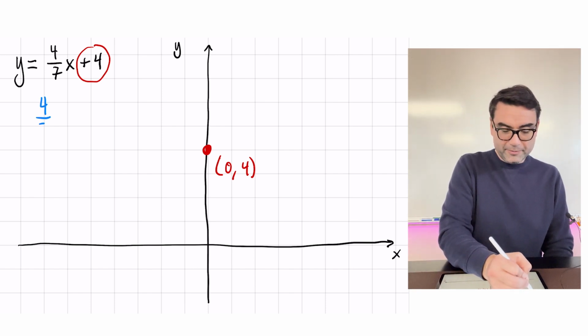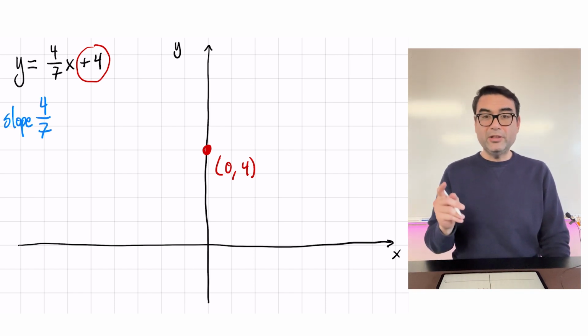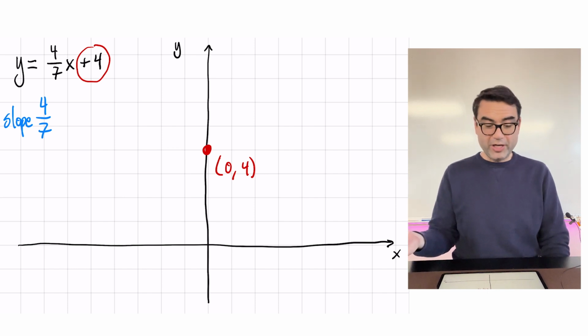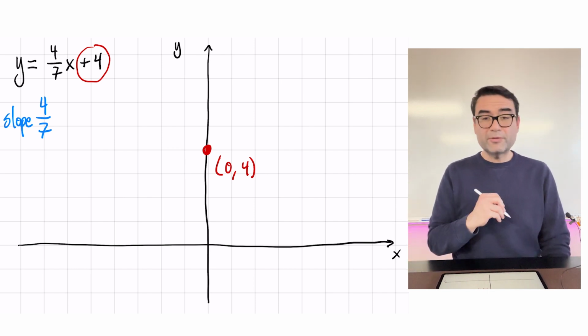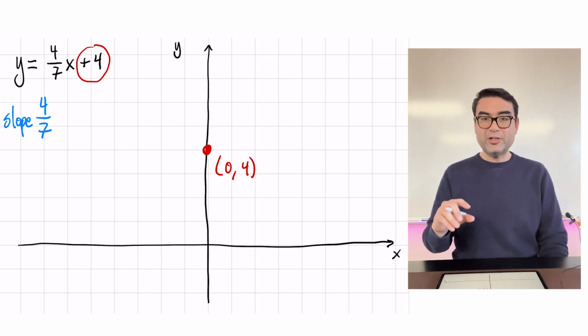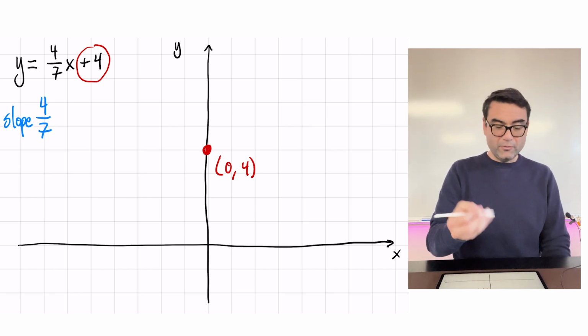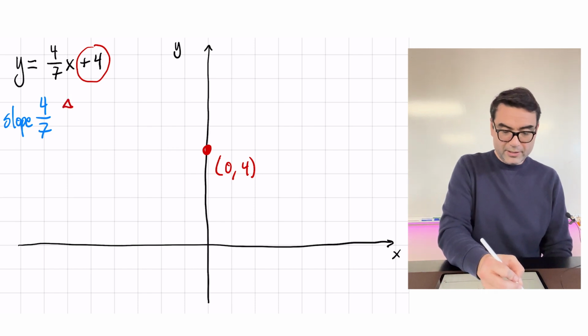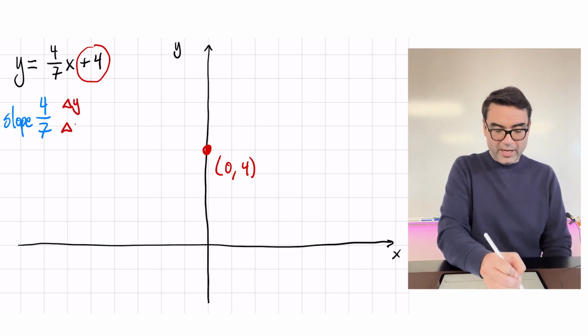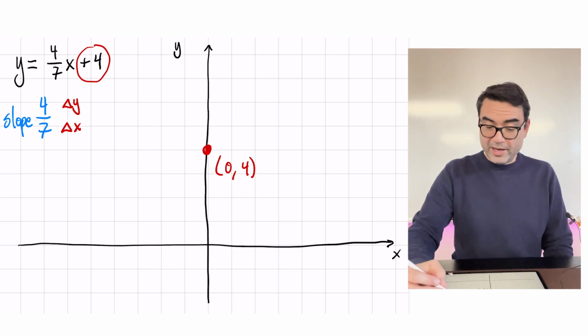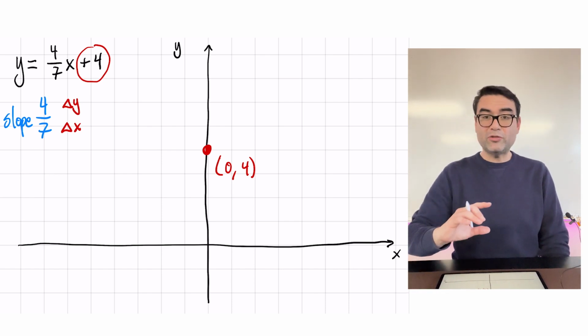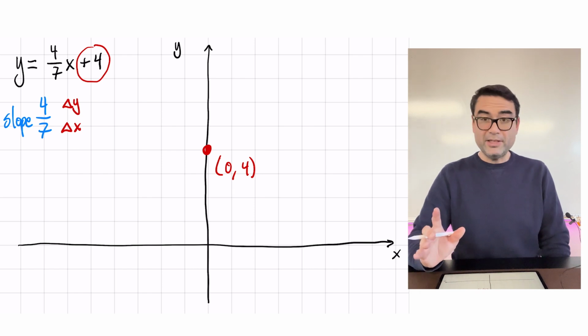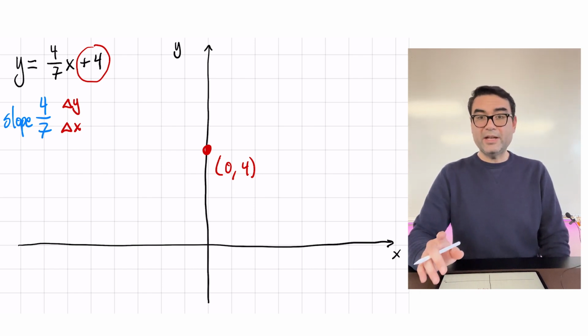4/7 as the slope. We interpret this by looking at what's called our change in y over our change in x. Some call it rise over run. What's really happening is we're looking at how much you change in the y-axis, or in your y-coordinate, and how much you change in your x-coordinate to get to your next point. So one way to think about this is your delta y, your change in y, and your change in x. So from my 0, 4 point, I'm going to travel 4 units on the y-axis, positive, and 7 units on the x-axis, positive. So they're both positive, so we're traveling up and right.